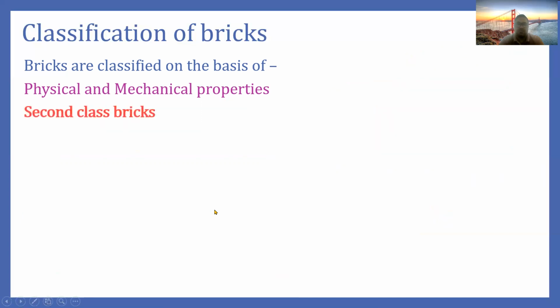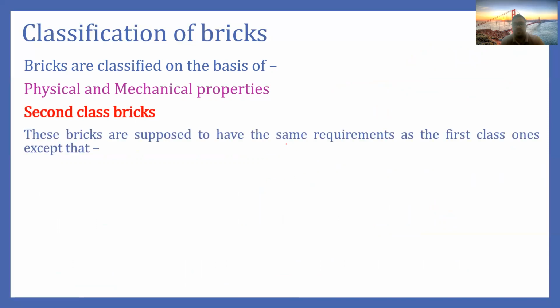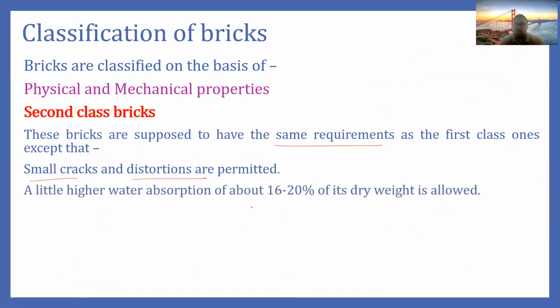Now coming to the next type of brick, which is the second class brick. Well, second class brick will also have the same requirements as first class brick, except some points, like in the second class brick, we can allow small cracks and distortion. That is the one exception in the second class brick. The next is the water absorption limit. In the second class brick, we can allow water absorption up to 20% of its dry weight. While in the first class it was up to 15%, in second class we can allow up to 20% of its dry weight.